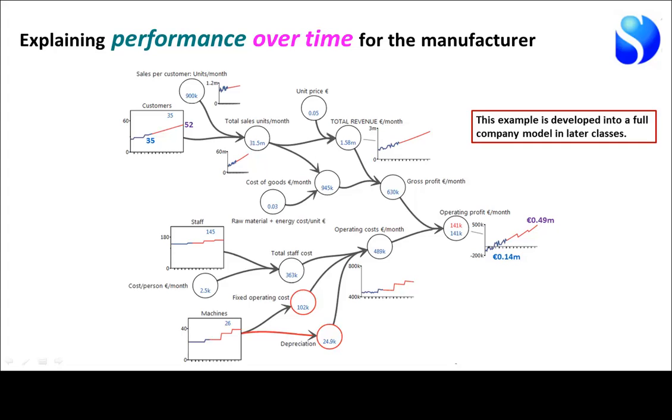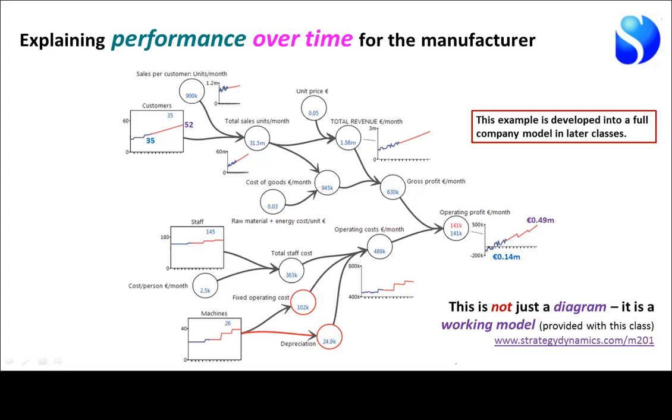Now, this is an example that is developed into a full company model as we go from class to class. We start with a very basic model, and then we add bits and add bits and add bits until we end up with a complete model towards the end.